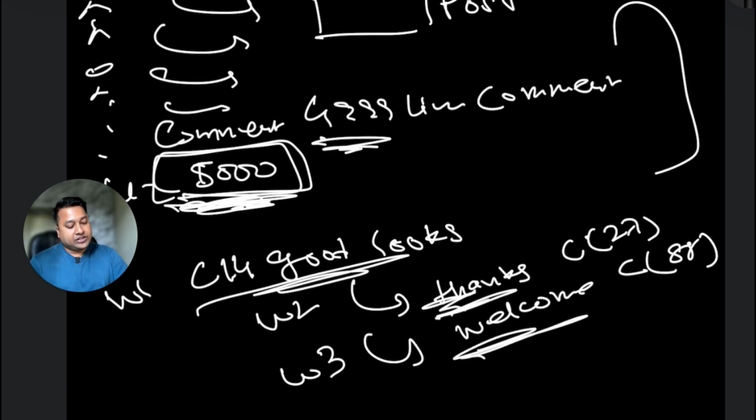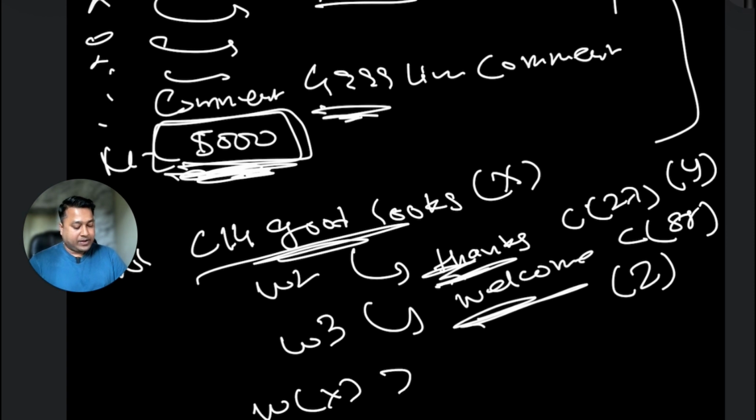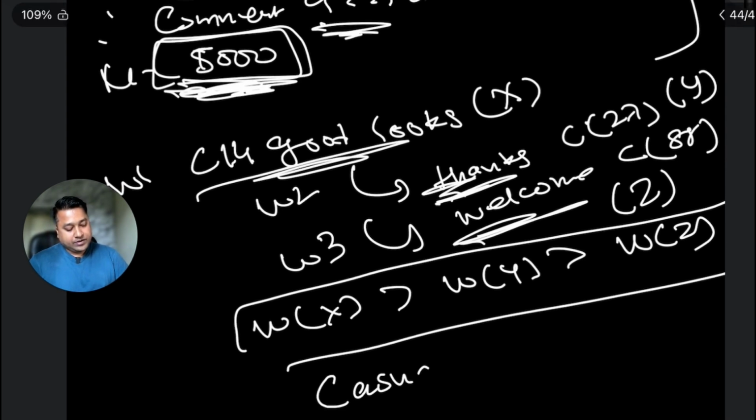So if you assume that this is your X operation, this is your Y operation, and this is your Z operation, then your write X has happened before your write Y, and this happened before your write Z. So these operations are your causally related operations, right?